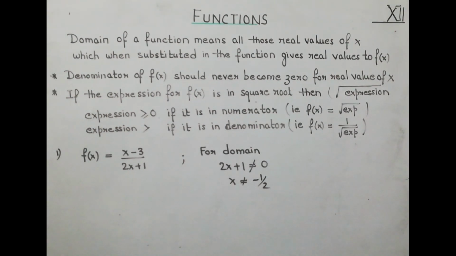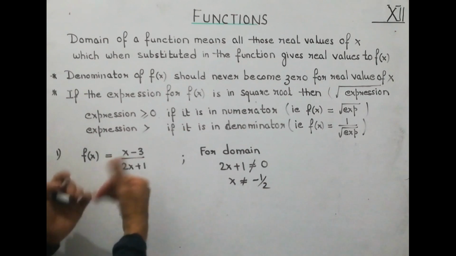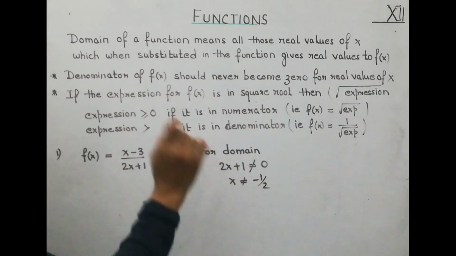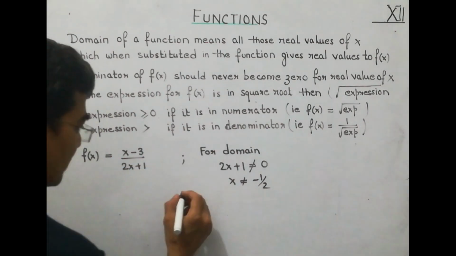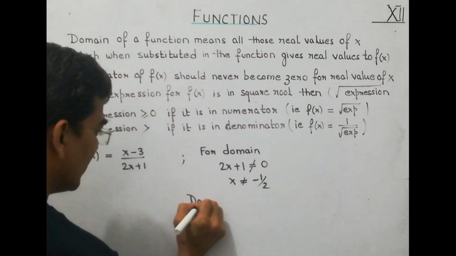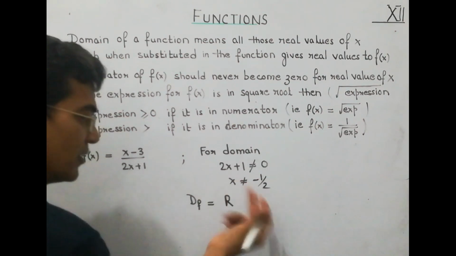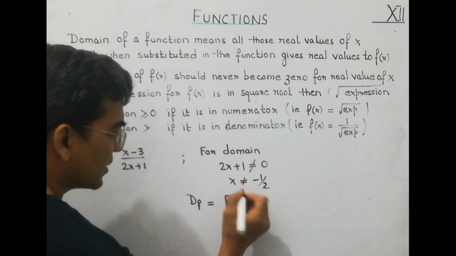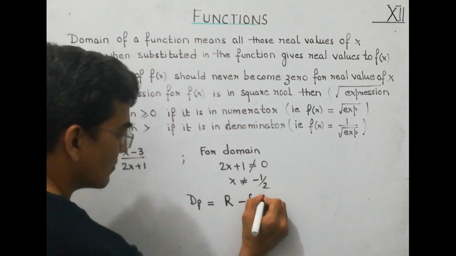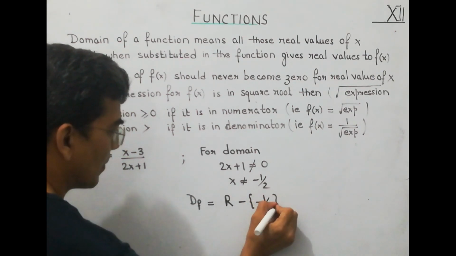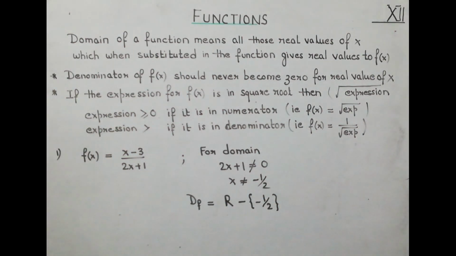So what will be the domain? The domain will be the set of all the real numbers except this value for x. So here the domain of the function will be the set of all real values of x except minus half, because we have to make sure that the denominator should not be 0. Because if the denominator becomes 0, then we won't be getting any defined value for f(x).